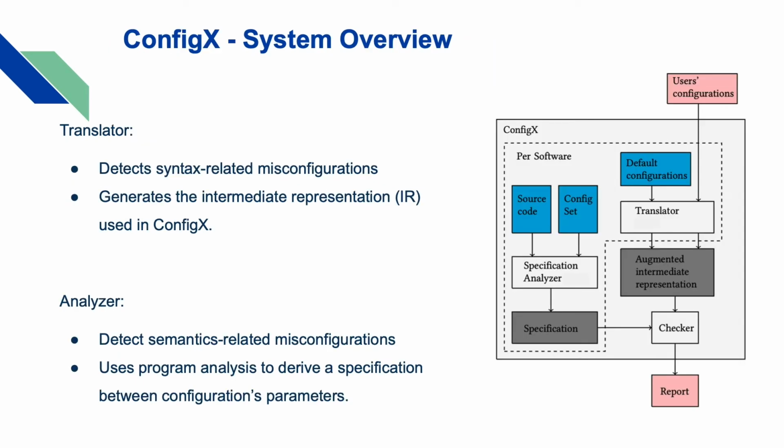Here, we demonstrate our system overview of ConfigX. There exist two major parts in our system: Translator and Analyzer. The goal of the Translator is to detect the syntax-related misconfigurations and also generate the IHA for our future phase in this tool. And the Analyzer is to detect semantics-related misconfigurations and also use program analysis to derive the rules of configurations. Let me dive into this one by one.